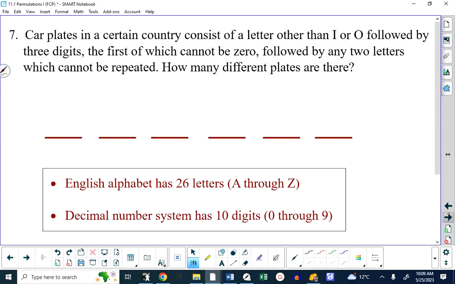Car plates in a certain country consist of a letter other than an I or an O. The reason is this government has decided we can easily confuse I's for 1s and O's for 0s.